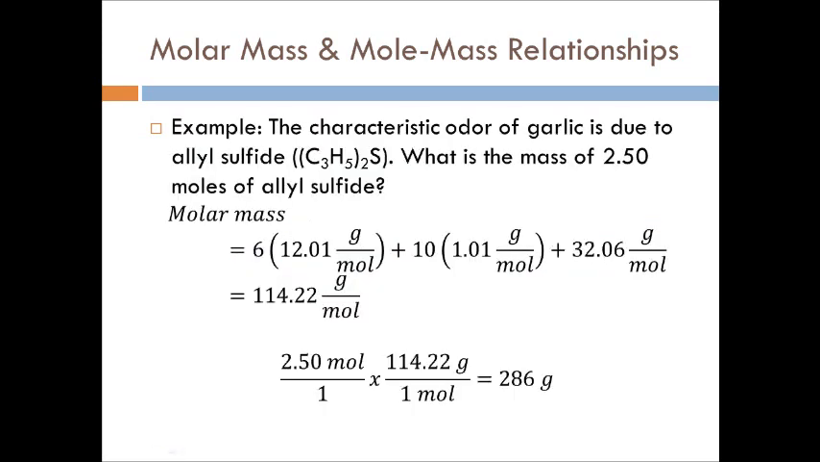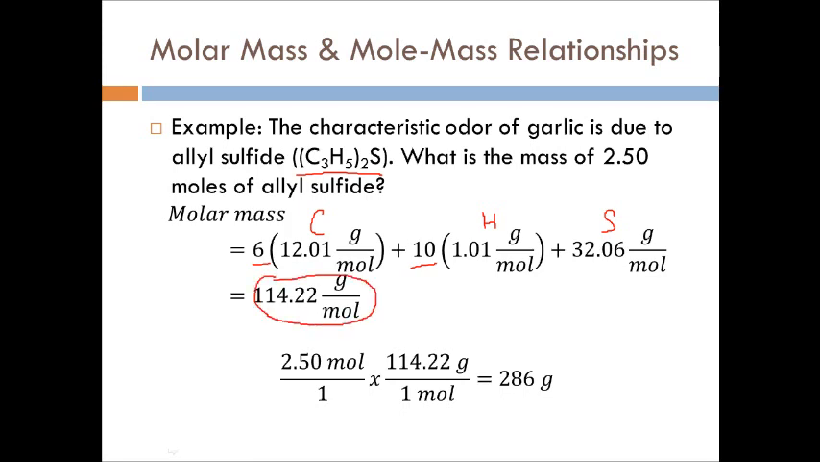So, the example: the characteristic odor of garlic is due to allyl sulfide. What is the mass of 2.5 moles of allyl sulfide? The first thing we're going to do is take the formula they gave us here, C3H5 in parentheses times 2, S, and find the molar mass of it. So we take 6 times the mass of carbon, and 10 times the mass of hydrogen. Remember, this number on the outside, you multiply it by what's in the parentheses. So it's 3 times 2, which gives us 6, and 2 times 5, which gives you 10. Then we add that to the mass of sulfur.